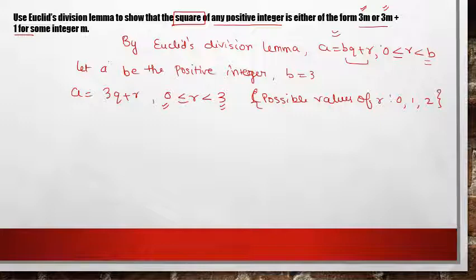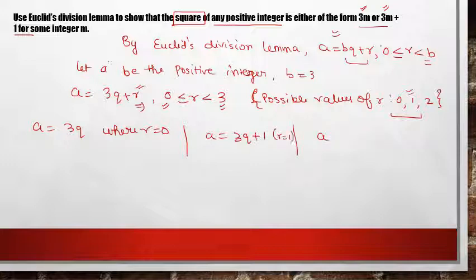So let's put all of them one by one into this equation. So a is 3q plus 0 when r is 0. a can be 3q plus 1, if we substitute r as 1. And a can be 3q plus 2 where r is 2. Correct?